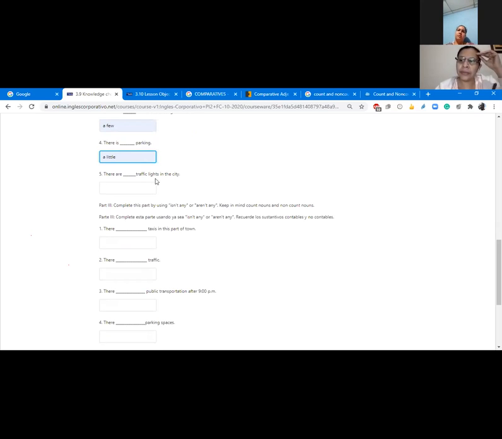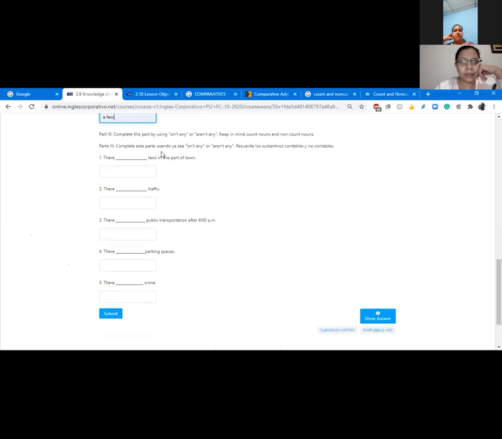There are a few traffic lights, because we're talking about the traffic lights in the city. Correct. Very good. Now, in this case, we have to use isn't or aren't. Negative and negative. Singular, plural. There isn't or there aren't in number one. I have a question. There aren't taxis in this part of town. Okay. There aren't. Yes, Elena?